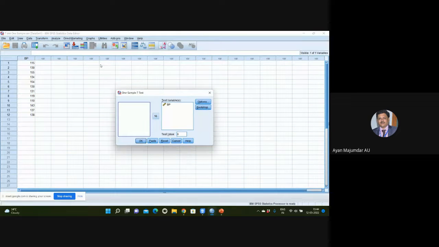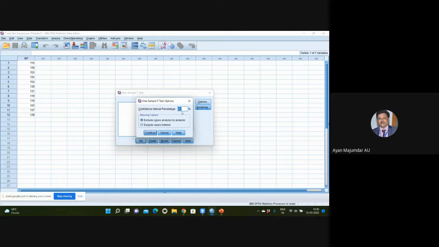Since we had already done this, blood pressure is selected. You can reset it. Our test variable is blood pressure. Now mu is 129, the null hypothesis. When calculating the interval, our test value was 129. Here we are doing a one-sample test of the mean. The mean is 129, so put 129 under the test value.